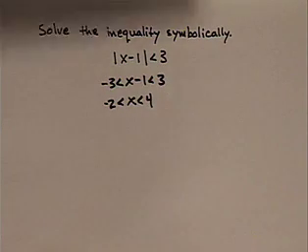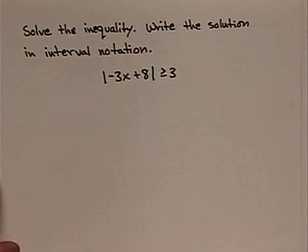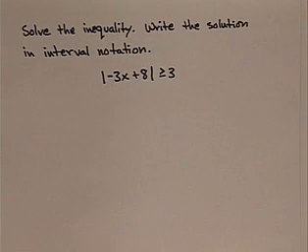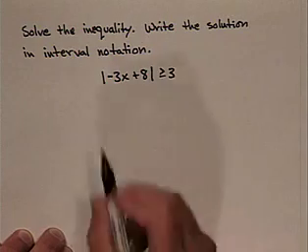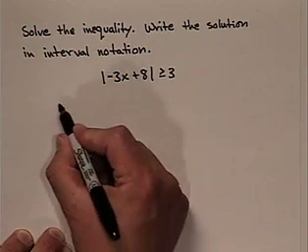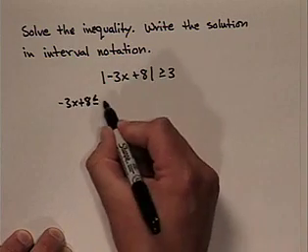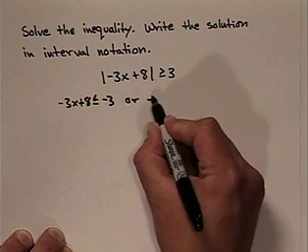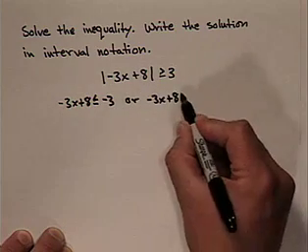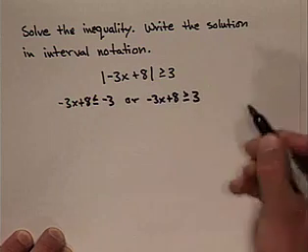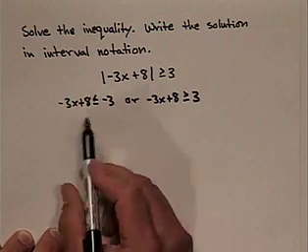Now, in the next example, we're asked to solve the inequality and write the solution in interval notation. And we have the absolute value of negative 3x plus 8 is greater than or equal to 3. So in this case, what we have to do, again, is get rid of the absolute value bars. And we can do that by writing this as negative 3x plus 8 less than or equal to negative 3, or negative 3x plus 8 greater than or equal to 3. And then we can solve it as follows.